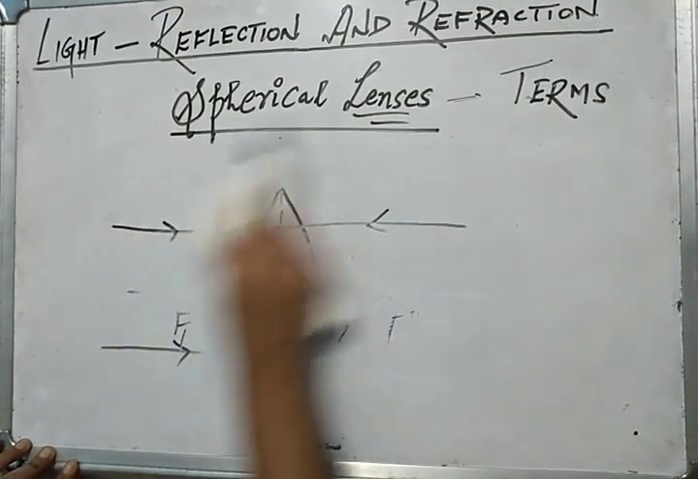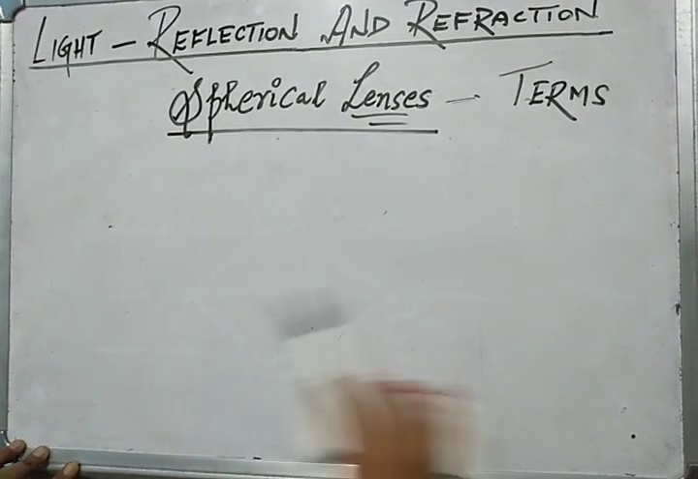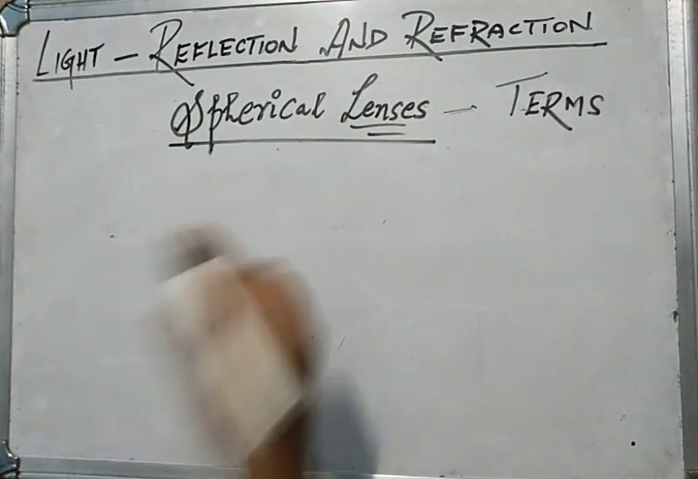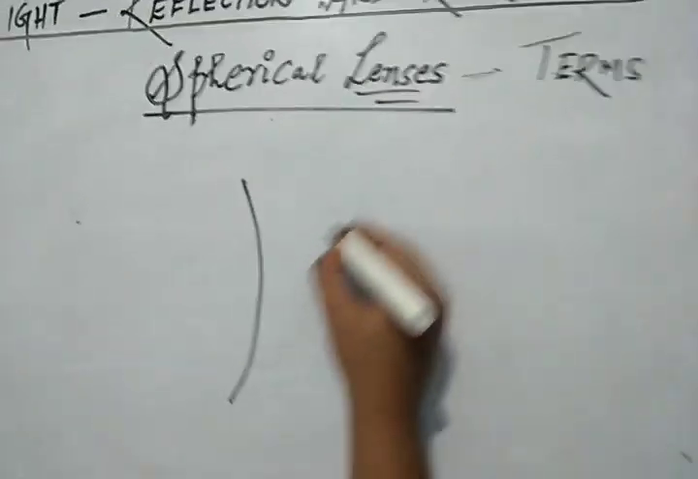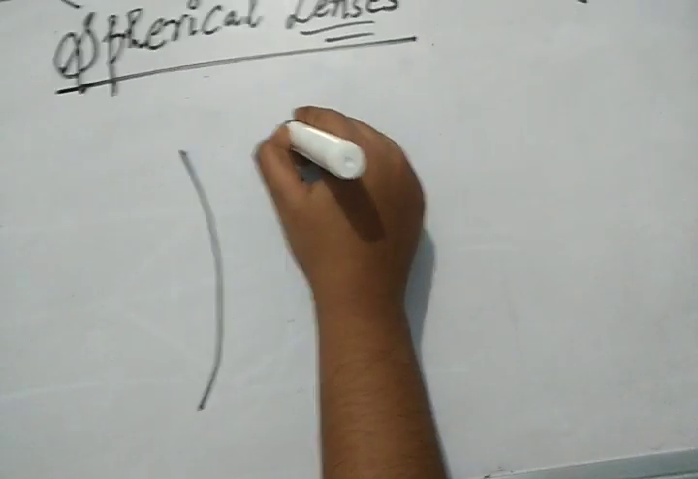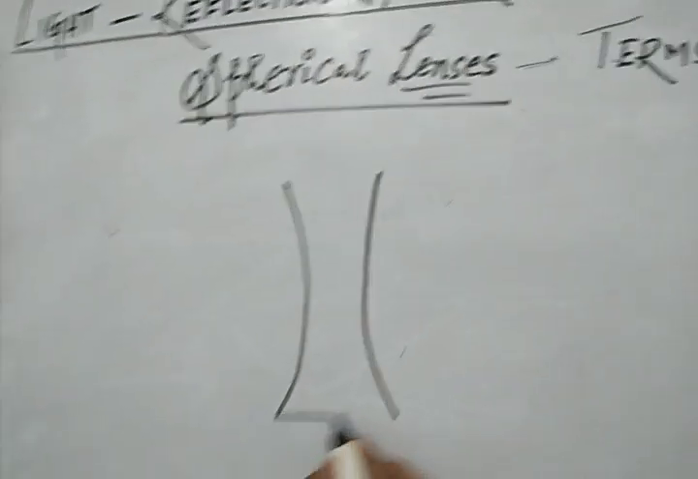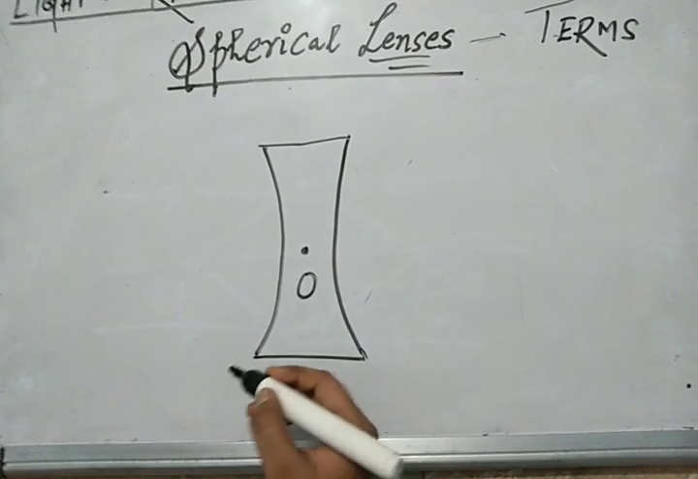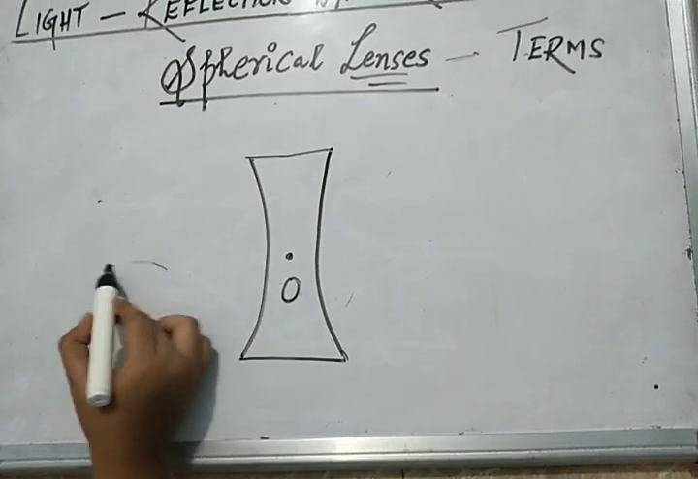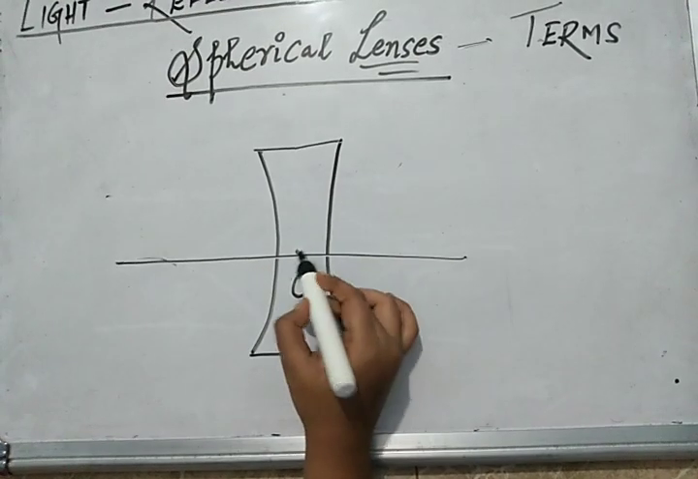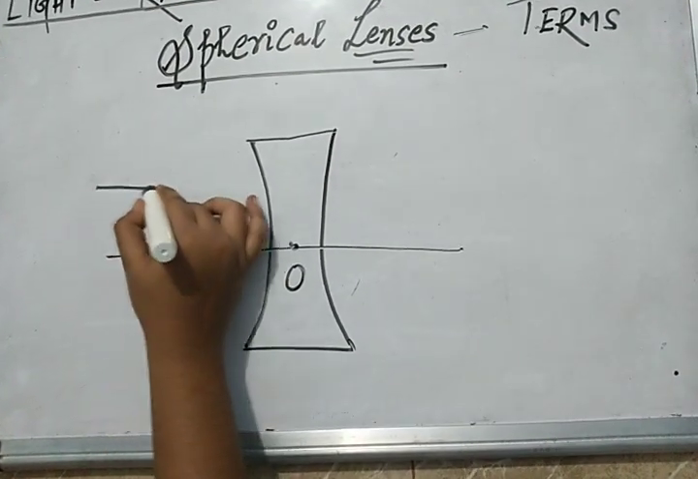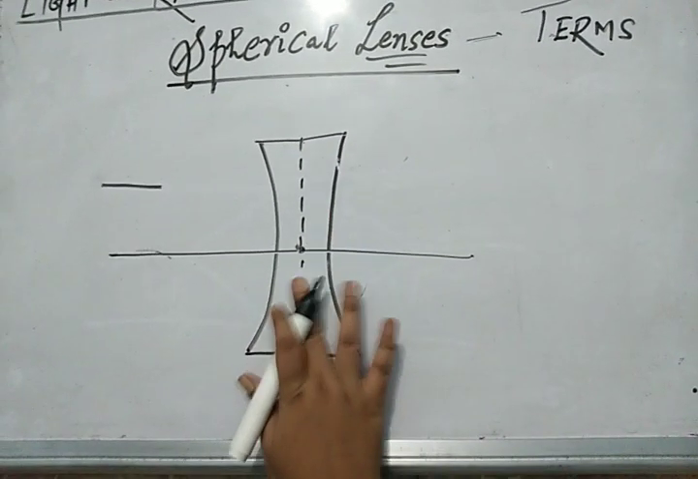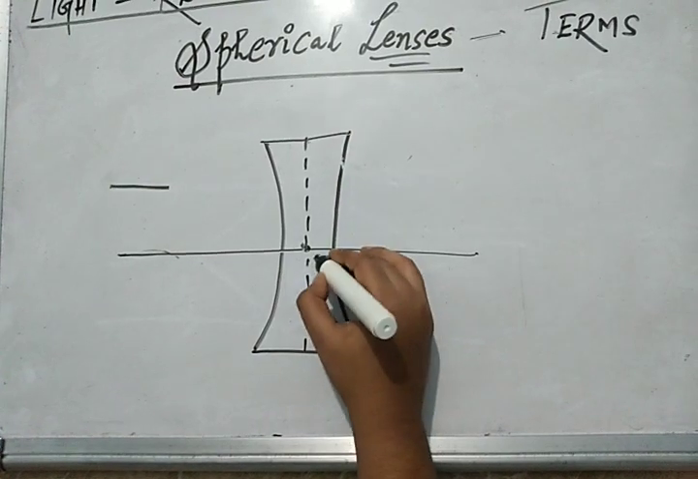Then next I go for concave lenses. How it takes place in case of concave lenses. How is the focus in case of concave lens? This is a concave lens. Optic center. Then this principal axis. Wait. First let me draw these dotted lines so that the diagram becomes easier to understand.